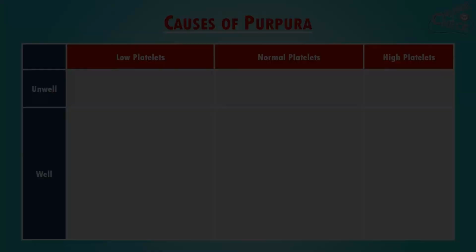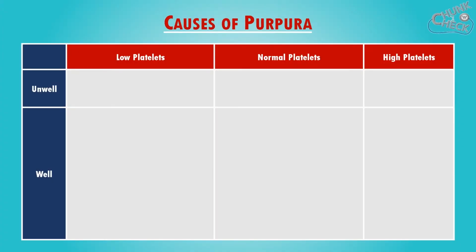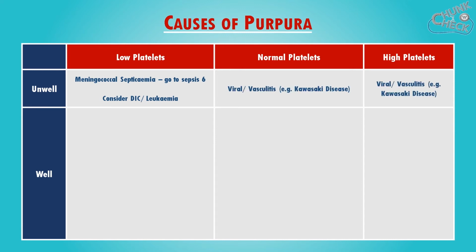medical student. We're also going to touch on purpura, which is a rash of non-blanching purple spots due to internal bleeding from small blood vessels. The best way to think about purpura is by measuring 2 factors: how well they are and how many platelets they have, not just specific to PEDS. Ill and low platelets is meningococcal septicemia, so get on with your sepsis 6. It could also be DIC or leukemia though. Ill and normal or high platelets is a viral cause or vasculitis like Kawasaki.